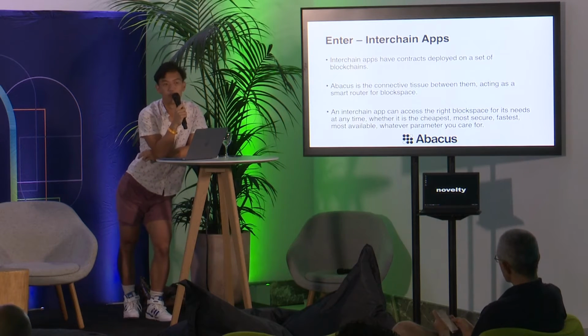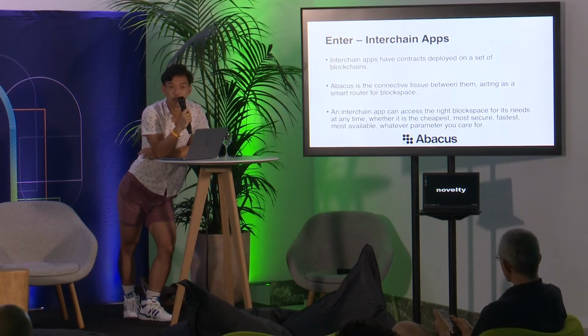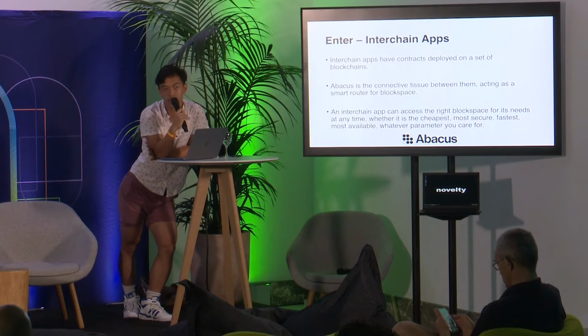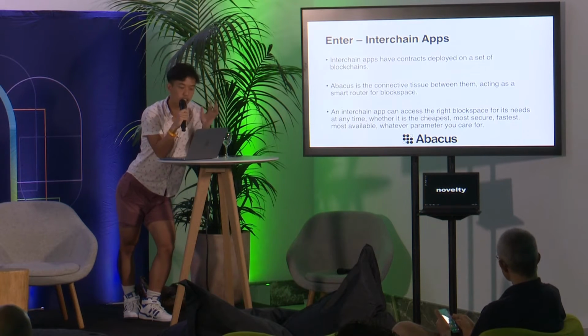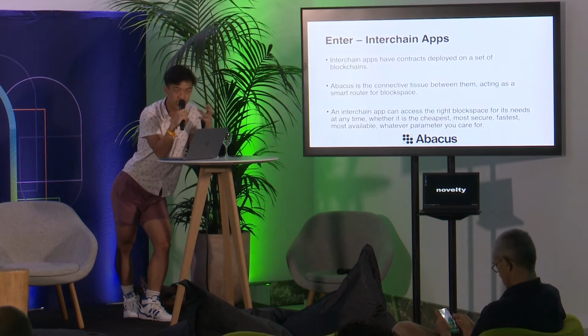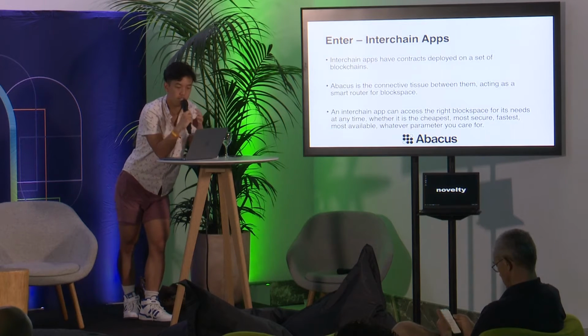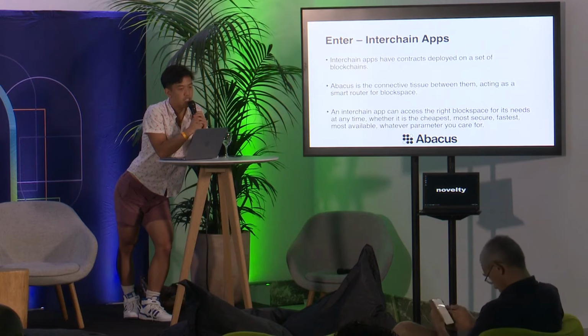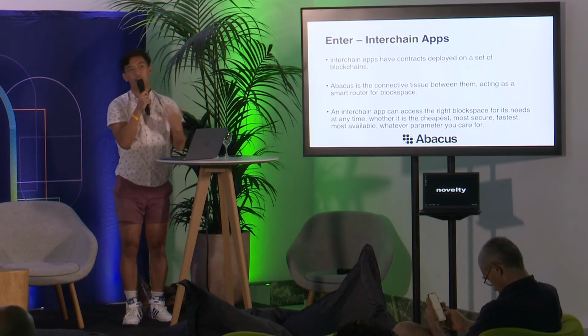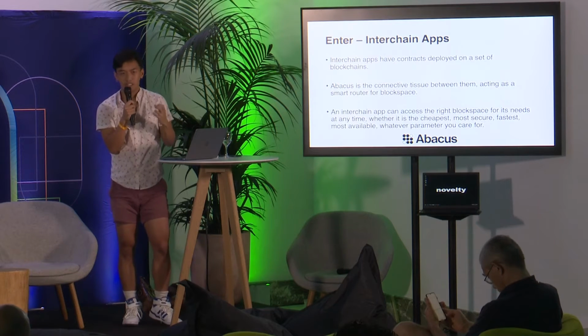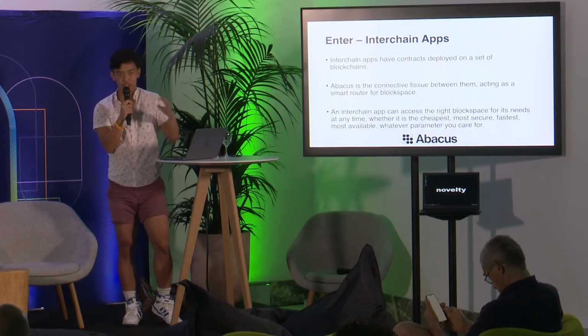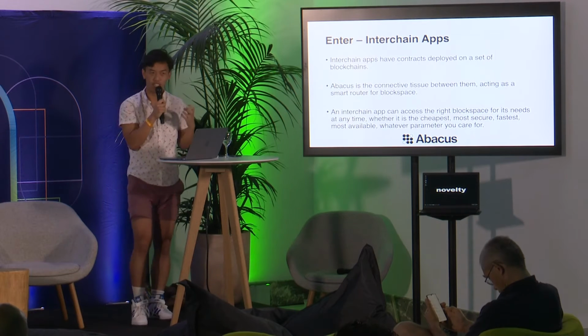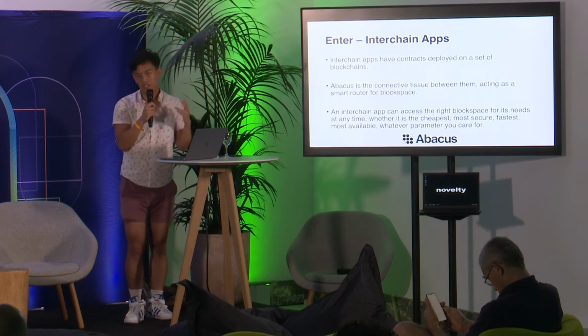The future world would be where if you use Uniswap on Celo, it's exactly the same as Uniswap on Ethereum. You get to access exactly the same liquidity. In that sense, Abacus is what we call the connective tissue between the state of your application that lives on all of these different blockchains. If you squint hard enough, it's a smart router for block space. Ethereum block space is very secure, very expensive block space. If you have state that needs to be super secure, you want to use that block space.